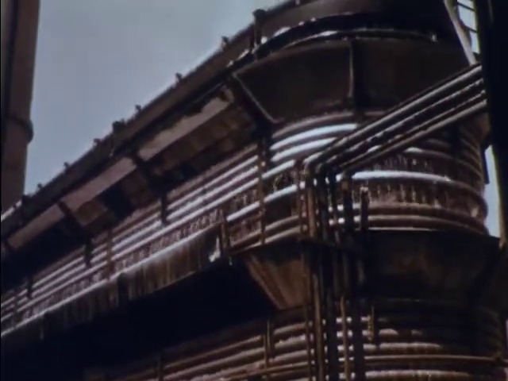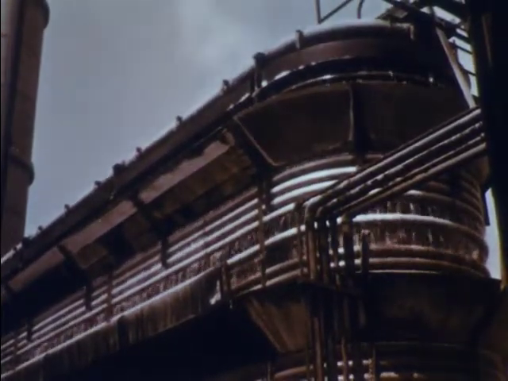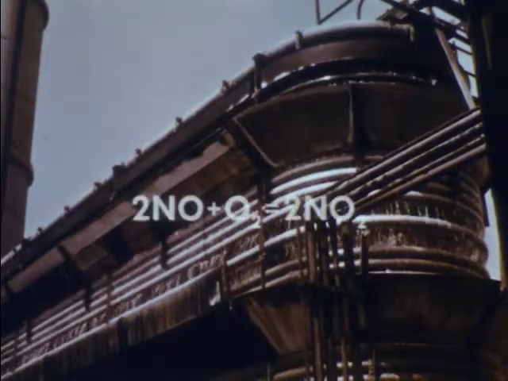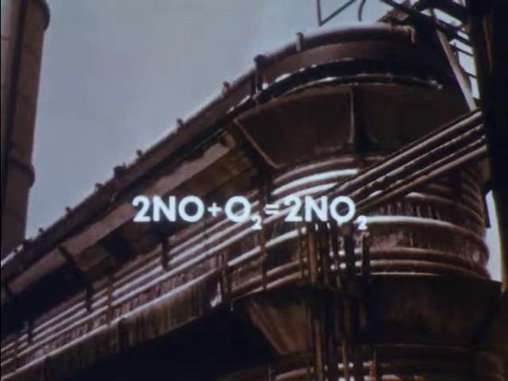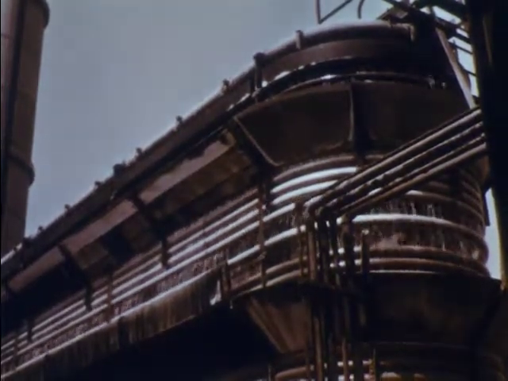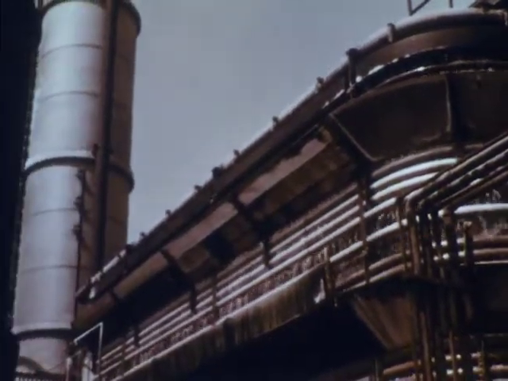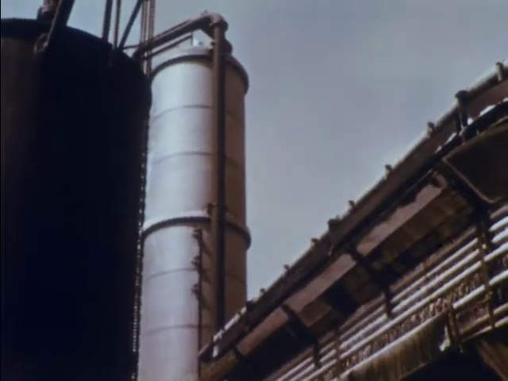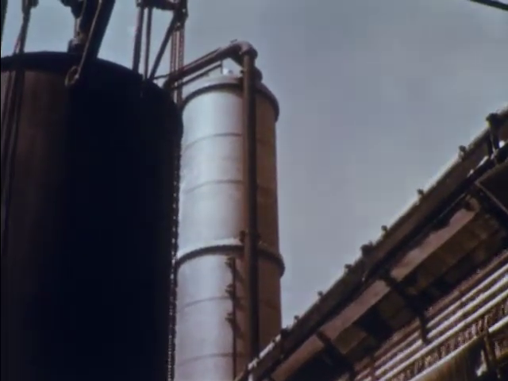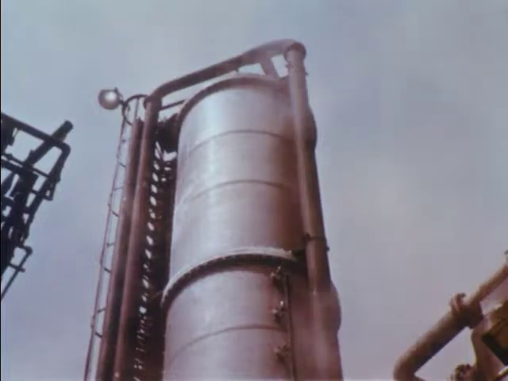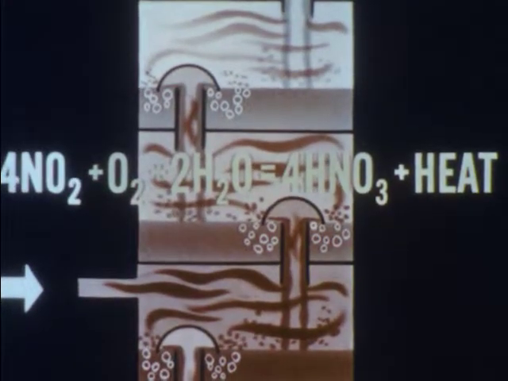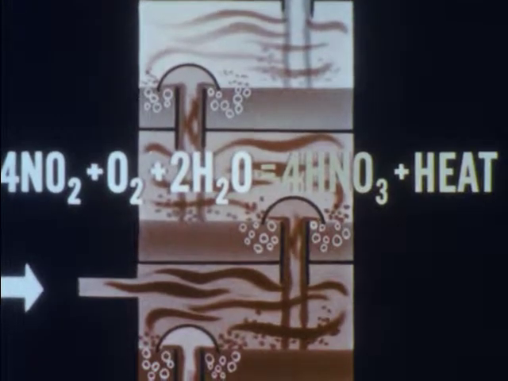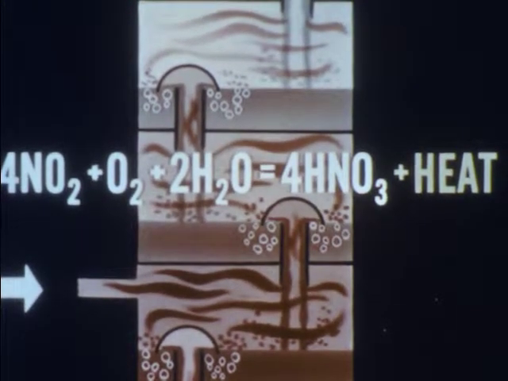The products from the catalytic chamber pass into these pipes. As they are cooled, NO gas reacts with oxygen to form NO2 gas. High pressures and cooling are used to increase the yield. Finally, the nitrogen dioxide is sent to this absorption column, where nitric acid forms. Let's study what is happening inside the absorption column. The NO2 gas reacts with excess oxygen and water to form nitric acid with a further release of energy.